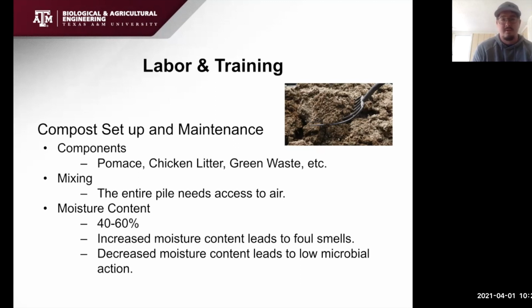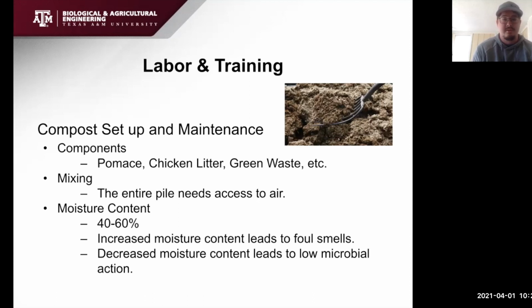Mixing is going to be the drawn out process for labor for the employees. This is going to have to be done over weeks and months to give enough air exposure to all of the contents of the compost. They'll have to do that once or twice a week for probably 30 minutes, depending on how many piles of compost they have. They just need to turn and really aerate the system. And then they're also going to need to pay attention to the moisture content. They're going to need to know that it needs to be about 40 to 60% moisture content for the piles.